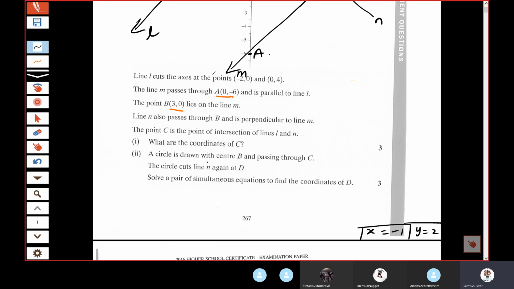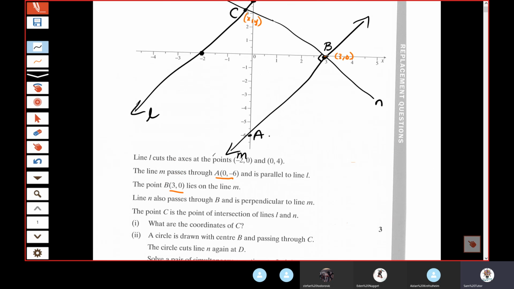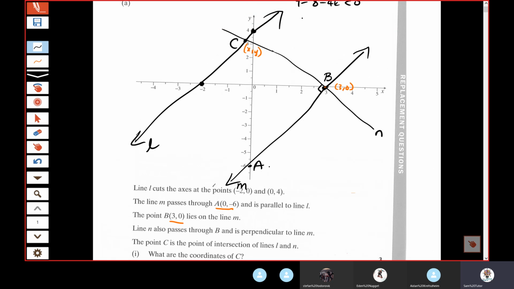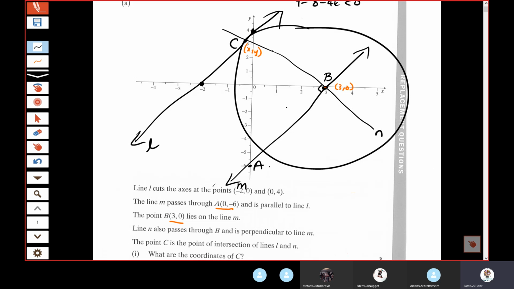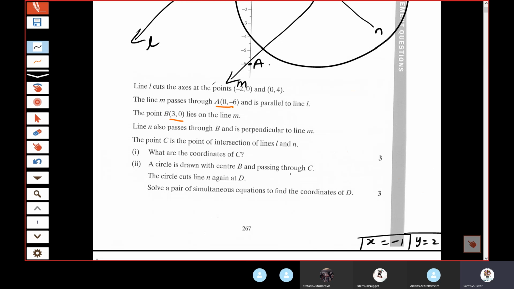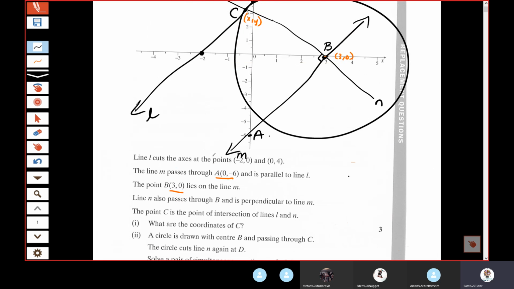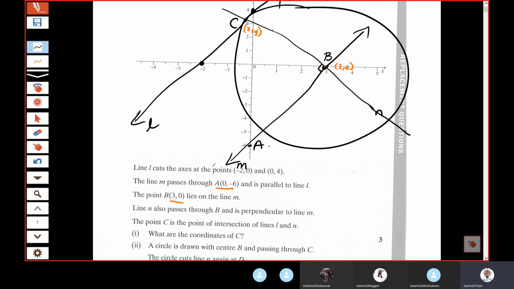A circle is drawn with center B and passing through C. So it centers at B and it's passing through C. So obviously, something like that, right? The center is at B and it's passing through C. The circle cuts line N again at D. Well, there it is, there's line N. Cuts it again at D.